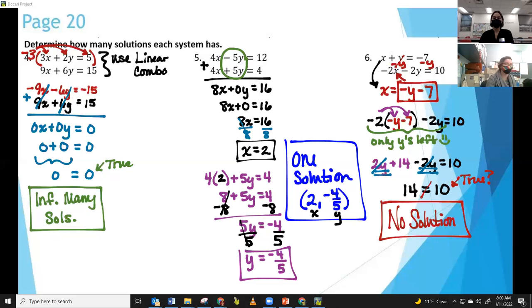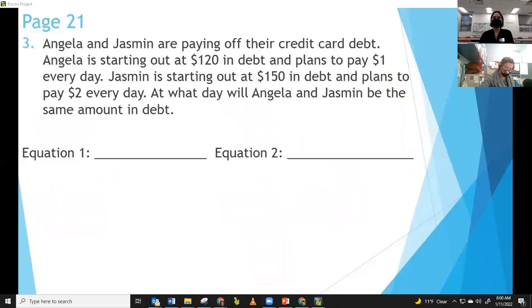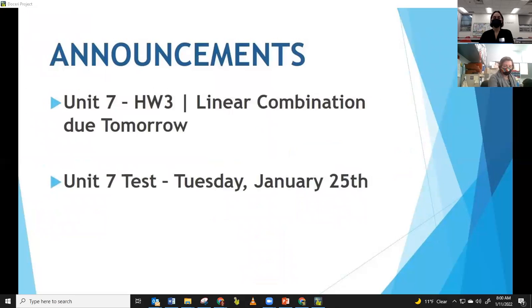Nice work today, guys. We are going to stop there for today. Tomorrow morning, so you need to finish it up tonight. Tomorrow morning, 7 a.m., your third homework is due, the linear combination homework. Linear combination, again, is where you would multiply, if you need to make either the x's or the y's cancel out. You want to get 0 x's or 0 y's. So you want the numbers to be the same, but 1 positive and 1 negative.